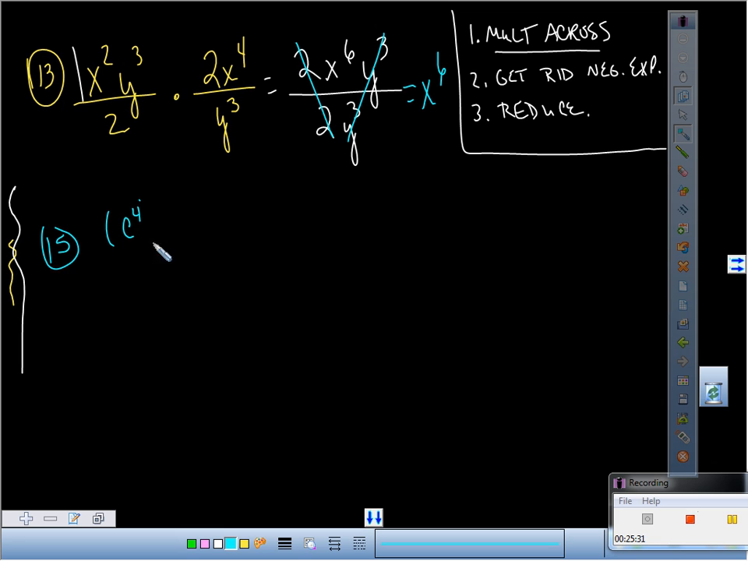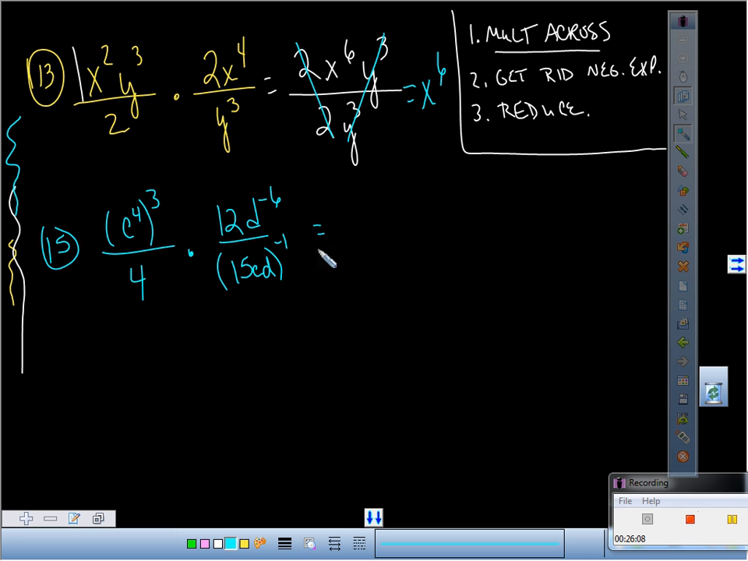All right, so here's 15. 15 is c to the fourth raised to the third over 4 times 12d to the minus 6 over, open parentheses, 15 c d to the negative first.